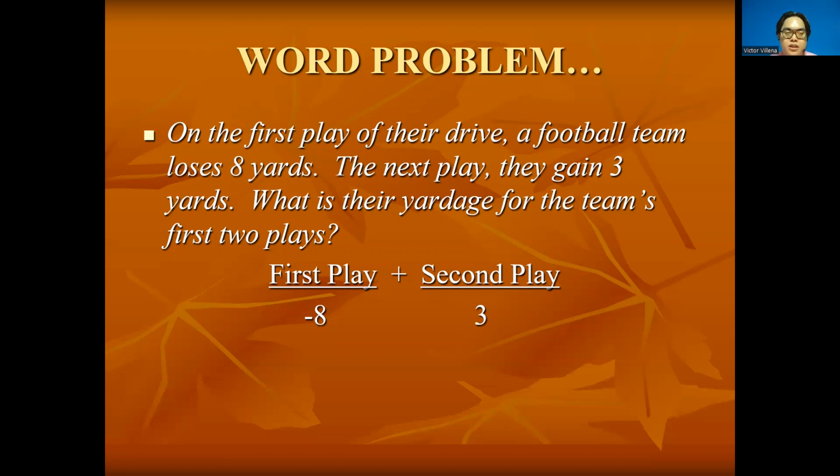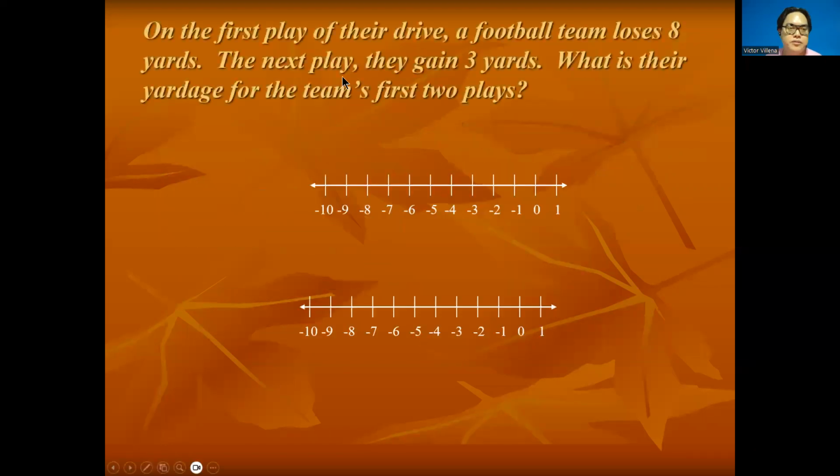From the previous lesson, we have learned the keywords for positive integers and negative integers. One of them is loses. Loses indicates a negative integer, and gain indicates a positive integer. So the first play, we have negative 8 yards because we lose 8 yards. And for the next play, they gain 3 yards, so that would be positive 3. Do you understand? Is it clear? So how do we represent this in a number line?